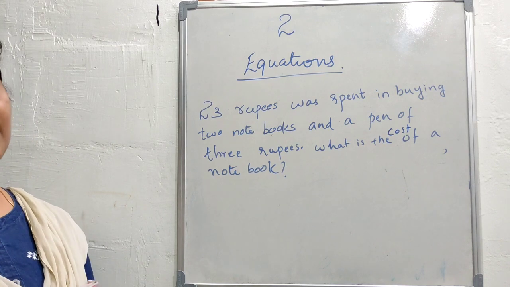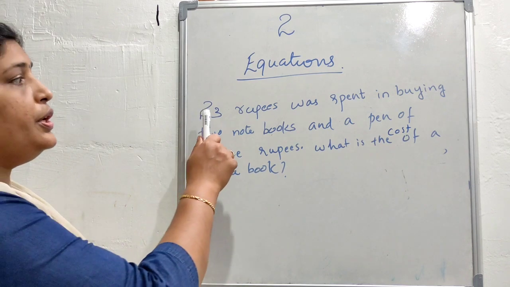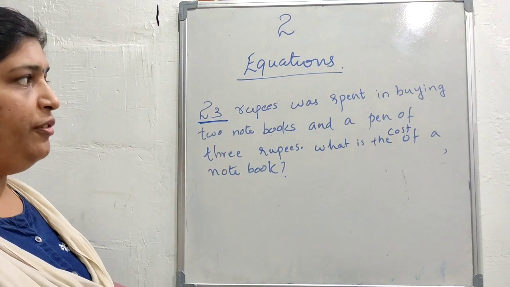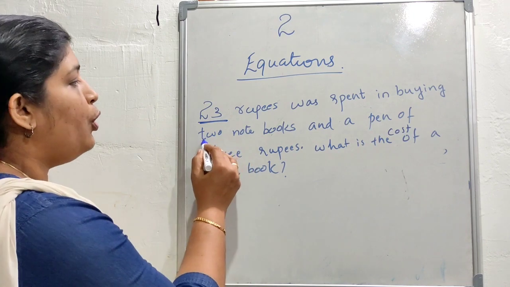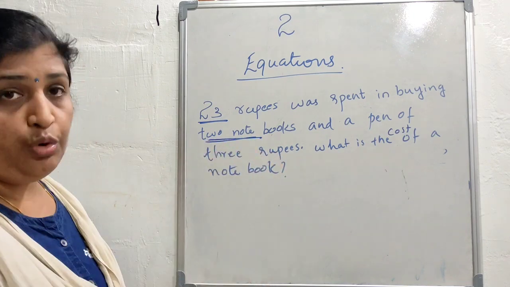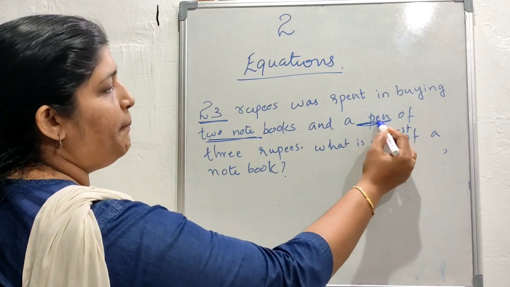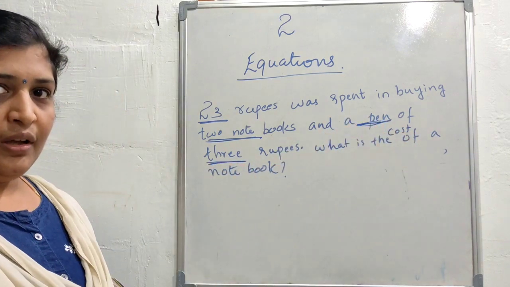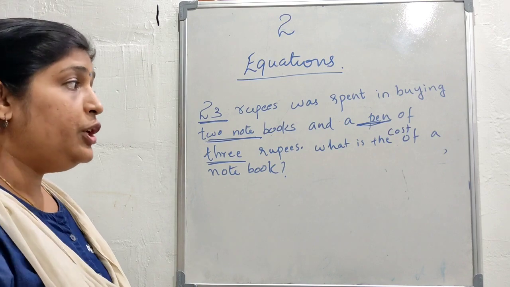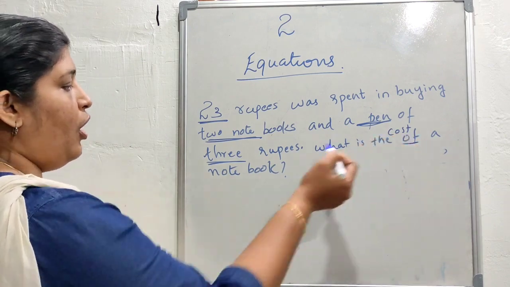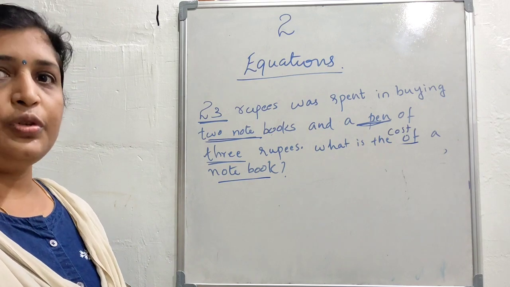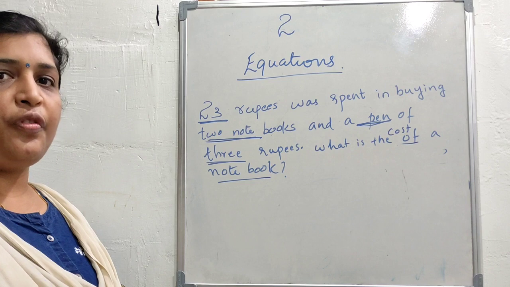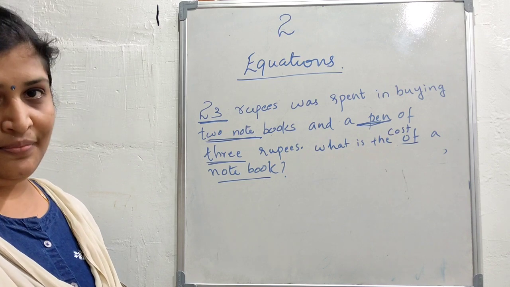So what do we have in the question? 23 rupees is the total cost of 2 notebooks and a pen. What is the cost of the pen? 3 rupees. And what do we need to find here? The cost of a notebook. So here we are going to frame an algebraic equation.